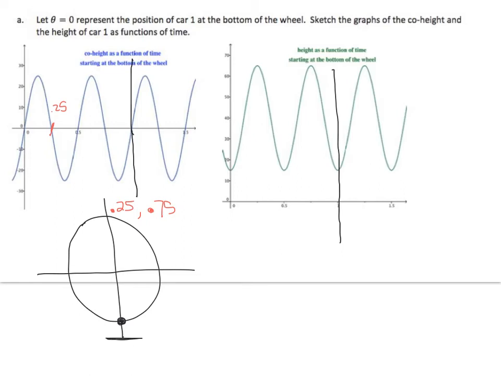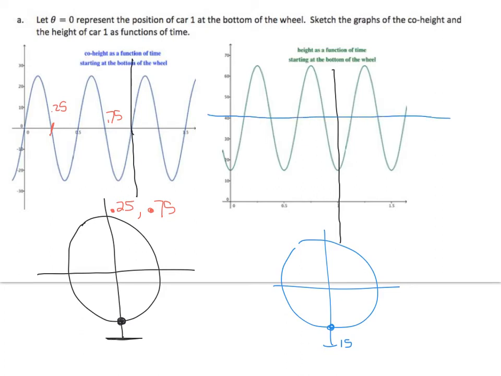Back at 0. So at 0.25, we're at 0. And then at 0.75, we're at 0. Cool, so our co-height makes total sense. Let's draw a picture of our height. Remember, we're at 15 above the ground. So our midline is 40.